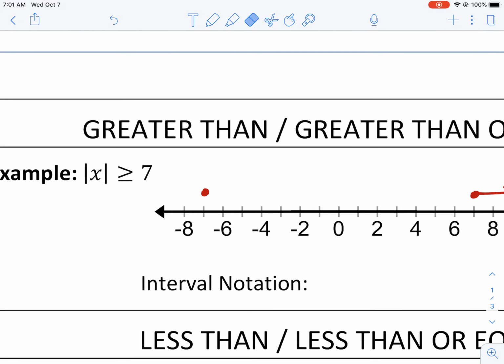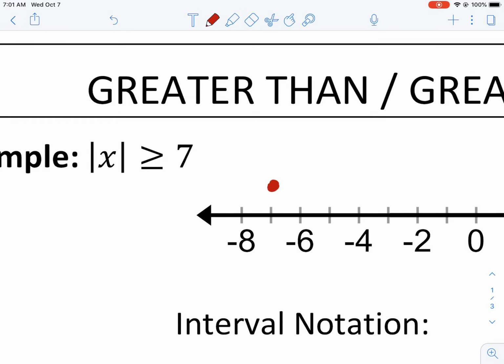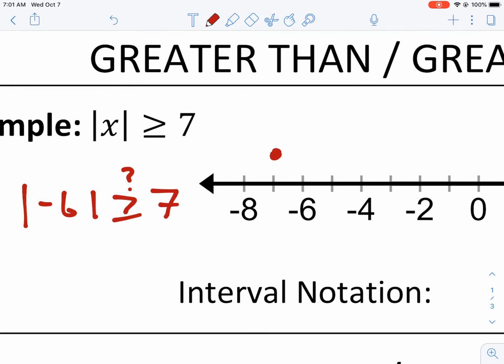Now, it's a little bit different down here, okay, because we're not just going to be going to the right, okay? Think about the absolute value of negative 6, right? Is that greater than 7? No, okay, right? Because the absolute value of 6 is 6. So 6 is not greater than 7. But if we plug in negative 8, the absolute value of negative 8 is 8, and 8 is greater than 7. So this dot actually will go to the left.